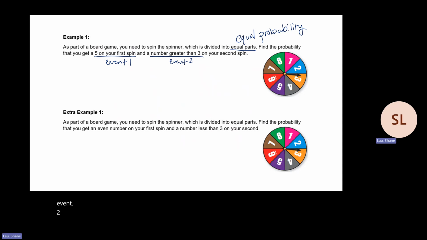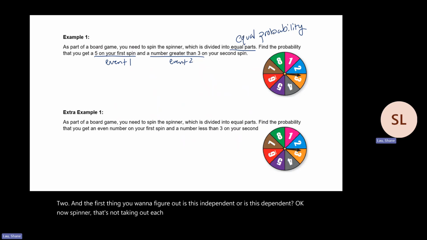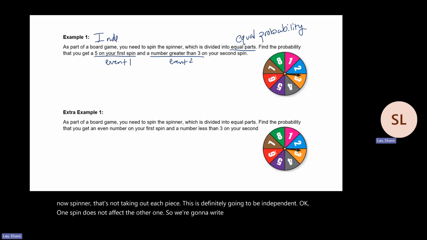And the first thing you want to figure out is: is this independent or is this dependent? Okay. Now, the spinner is not taking out each piece. This is definitely going to be independent. Okay, one spin does not affect the other one. So we're going to write that. Independent.